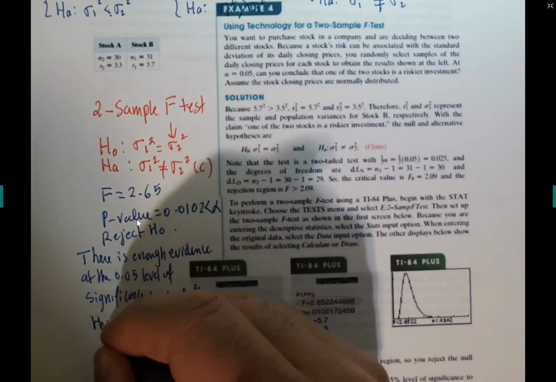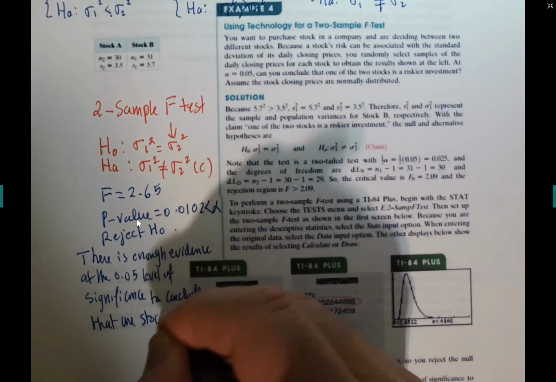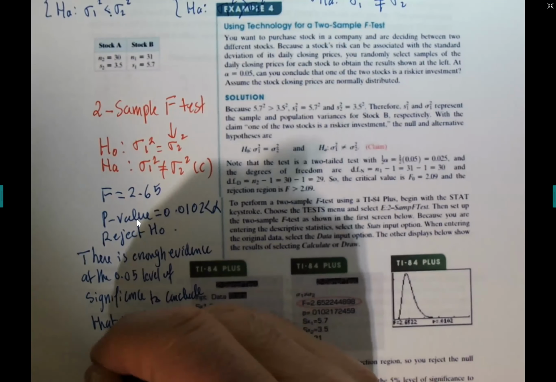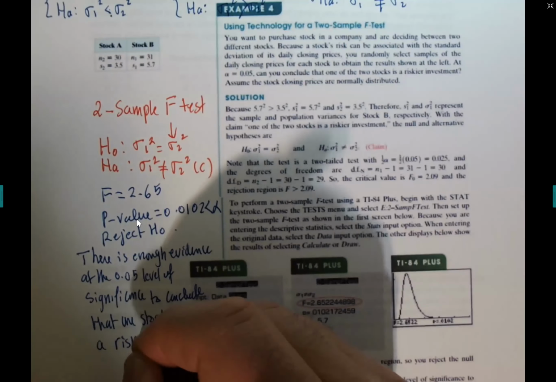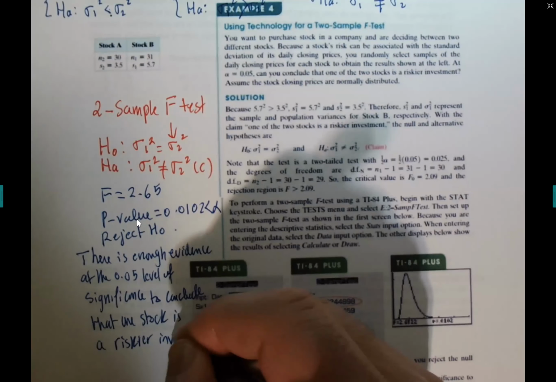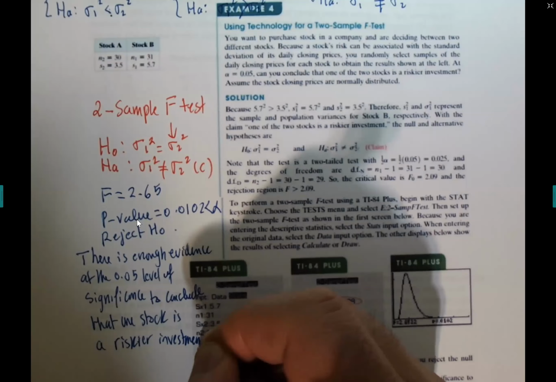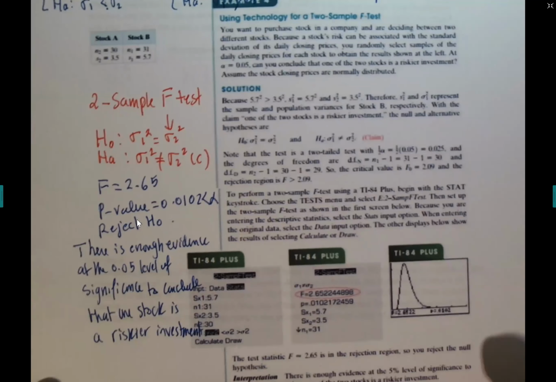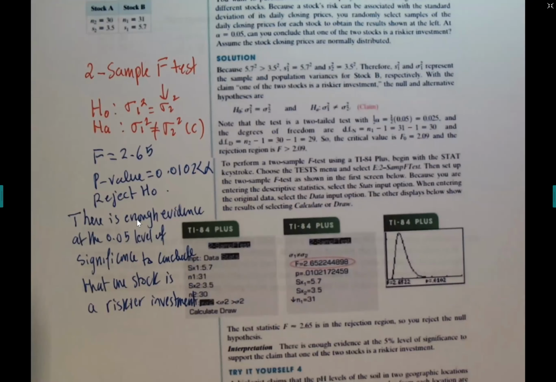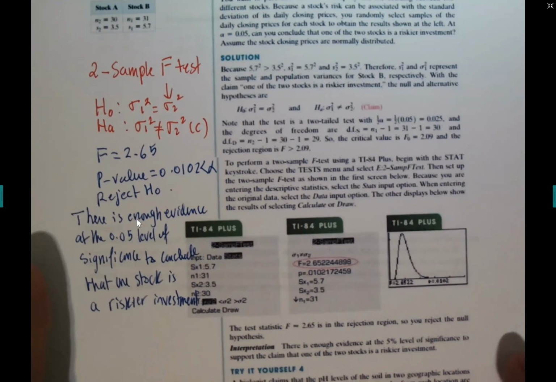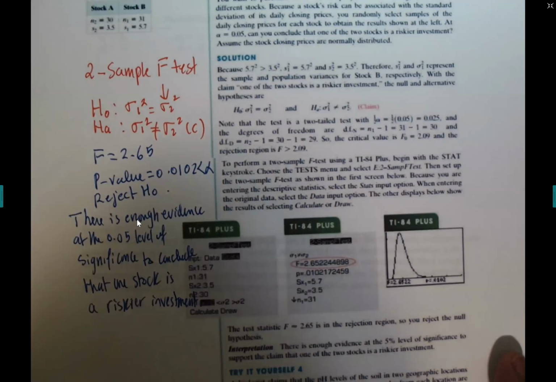So at the 0.05 level, to conclude that one stock is a riskier investment. Now, which stock? I don't know. Is it A or B? I have no idea. All I know is that one is riskier than the other. And the question is about one being riskier than the other. It's not asking us which one. Okay? So that's how we perform a two-sample F test.